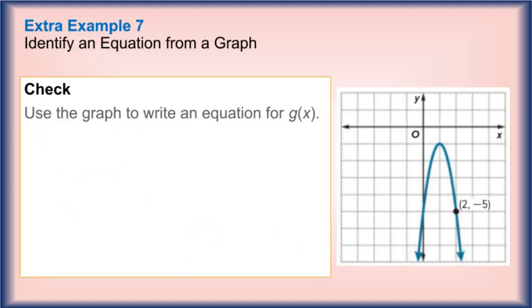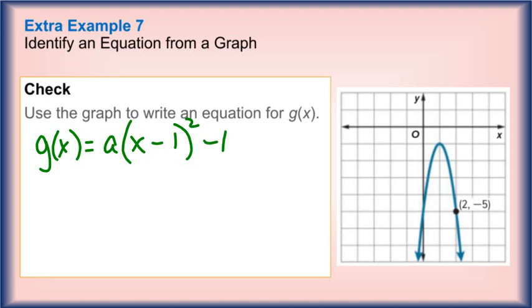And our last example, use the graph to write the equation for g of x. They're telling us the point to use for this one. So g of x equaling, we need to find a. The vertex, this is actually a parabola, so this would be parentheses x. It went to the right one, so that would be minus 1 squared. It went down 1, so that's minus 1. We're going to use 2, negative 5 for x and y. So I have a times 2 minus 1 squared minus 1 equaling negative 5.